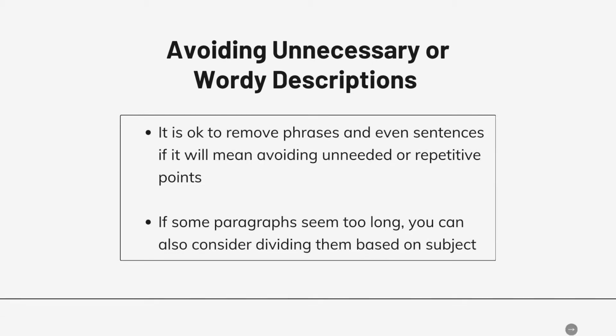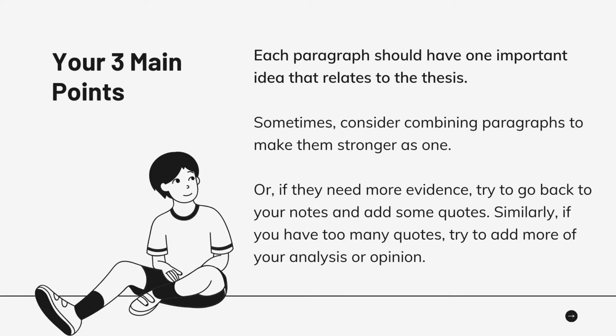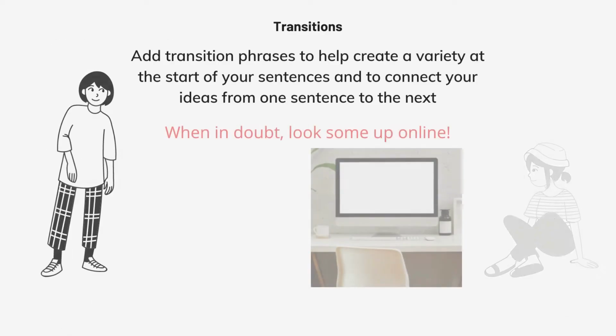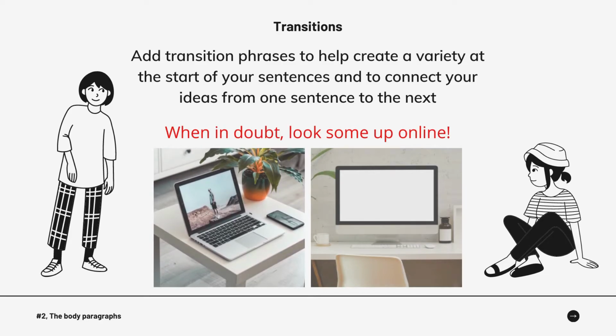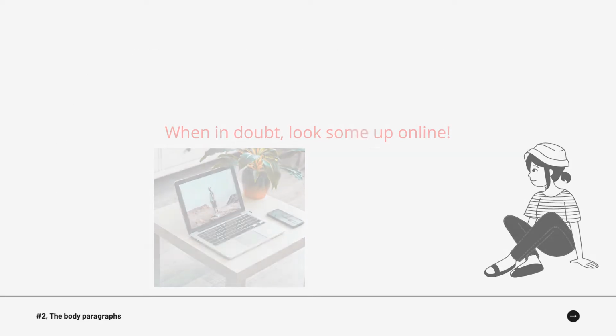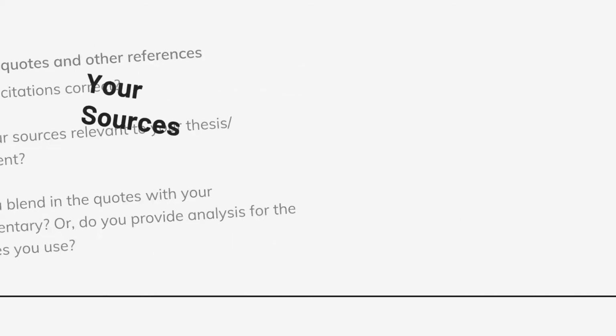The body paragraphs. Check yourself for when you get wordy about things that aren't exactly necessary for your main point. Make sure that you have at least 3 strong paragraphs with clear subjects or points. Add transition phrases to help create a variety at the start of your sentences and to connect your ideas from one to the next. Check your quotes and other references. Are the citations correct? Are your sources relevant?